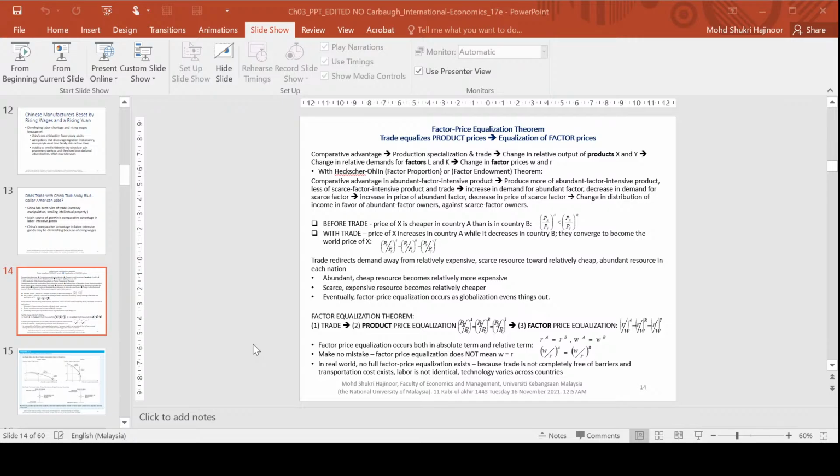Let me repeat, I think this will get you. China has a lot of labor. As a result, wages are low. Because of international trade, salary will go up, wages will go up. On the other hand, for the United States, these changes here, we are talking about changes in the factor price.